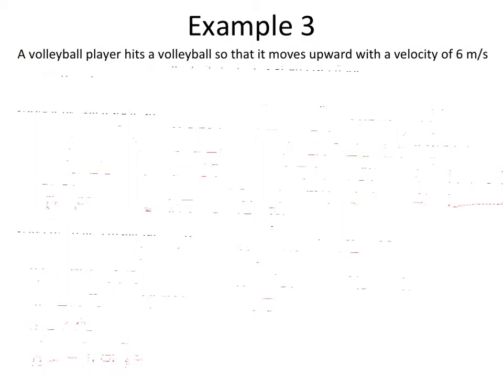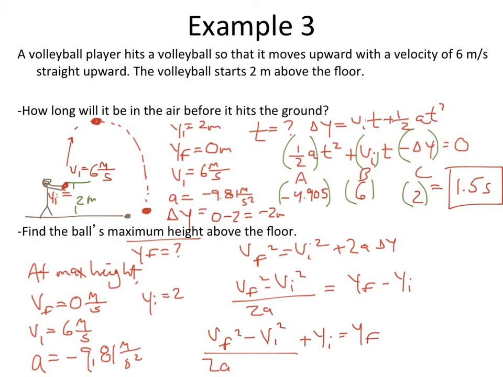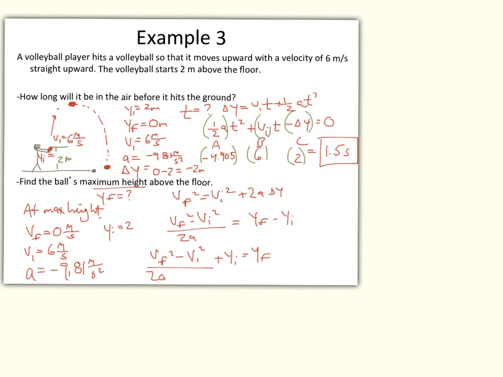Sorry. V final, and now I'm writing in green. V final squared, that's 0, of course, minus V initial squared over 2 times our acceleration plus y initial, because we brought it over from the other side, right, equals y final. Now, I haven't left myself much space. At least I have more space to write on now.